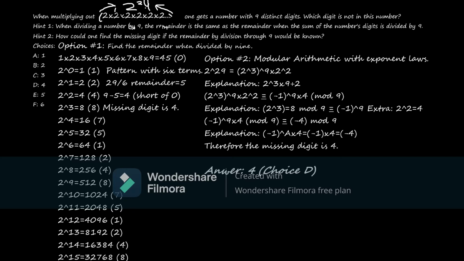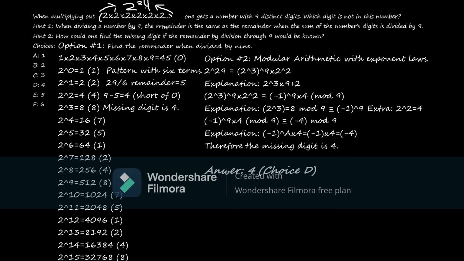So, option 1, the pattern finding method, as I like to call it. The clues tell us that any number's remainder after being divided by 9 is the same as the sum of their digits being divided by 9. For example, 126 divided by 9 has a remainder of 0, and 1 plus 2 plus 6 equals 9, which, when divided by 9, also has a remainder of 0.